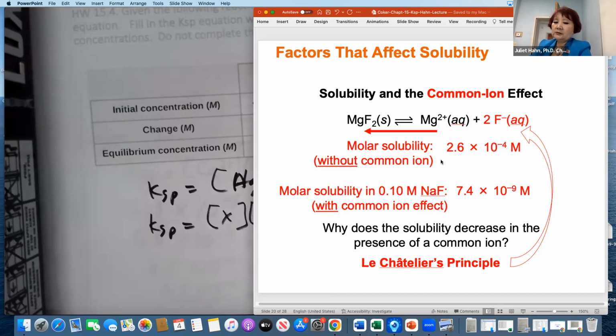The molar solubility of the magnesium fluoride without the addition of the fluoride ion is 2.6 times 10 to the negative fourth. But with the addition of the sodium fluoride, the molar solubility is 7.4 times 10 to the negative ninth. So that's a very significant effect on molar solubility based on adding one of the products of the solubility equation. This is just Le Chatelier's principle.